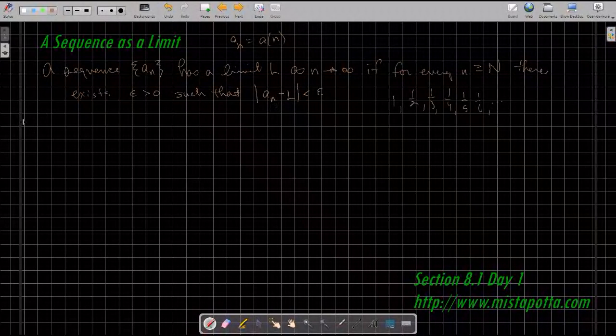Now, what we do is we actually say that the limit as n increases without bounds of my sequence a sub n is equal to L. And we also say that a sub n, the sequence, converges to L. So I want to go through a couple of examples of what we're talking about here.